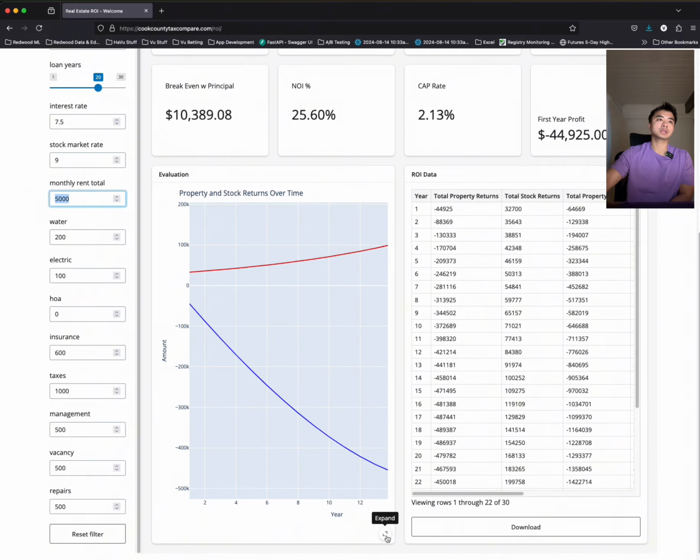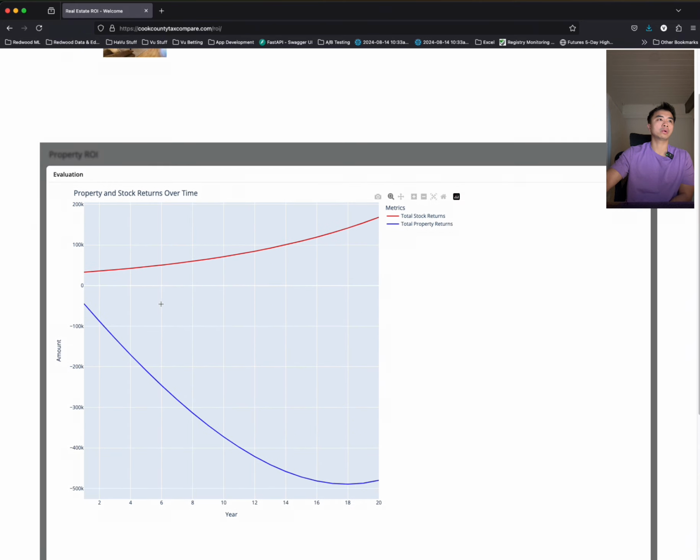Let's say what happens if you increase this. Well, actually, before that, let's take a look at your ROI chart versus the stock market returns. So this is what happens when you put $32,000 in the stock market, and over 20 years, you would have $168,000 at a 9% interest rate. So here, this is your property. Over 20 years, you're actually losing almost $500,000 based off these numbers. So it doesn't make any sense.